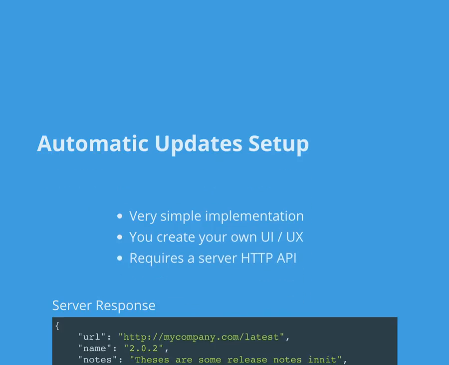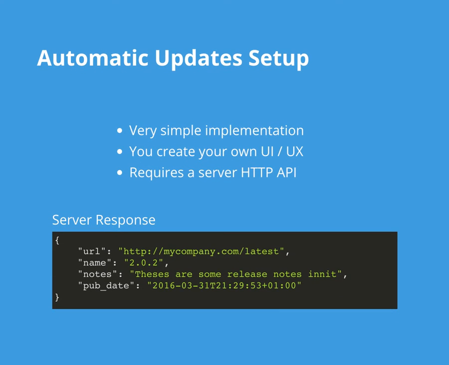Automatic updates. Really simple implementation. You create your own UI UX. So it's just a system that runs in the background. And it requires a server HTTP API. That means that you need to create on your own server an endpoint that responds to clients, giving this response, which directs them to download the latest version from the specified URL, along with all the metadata, notes, and date.